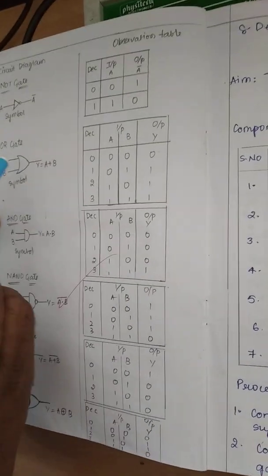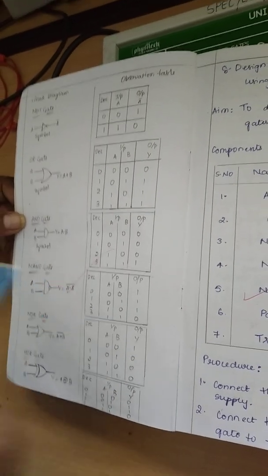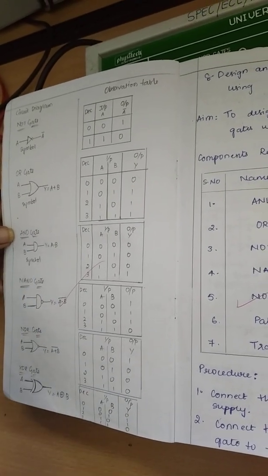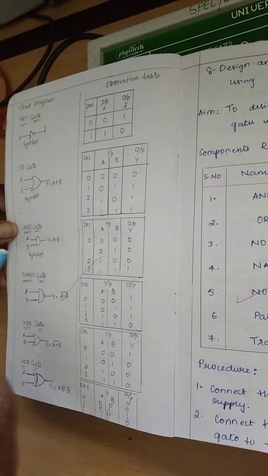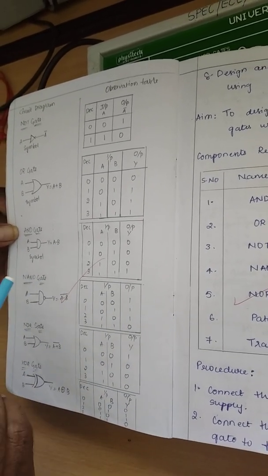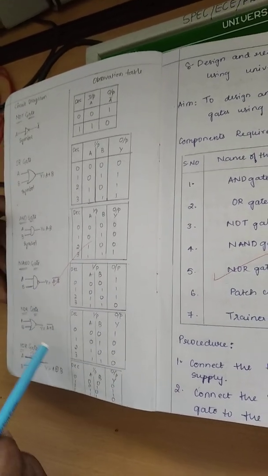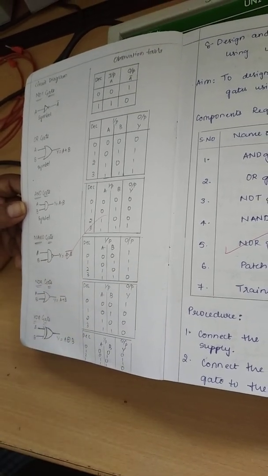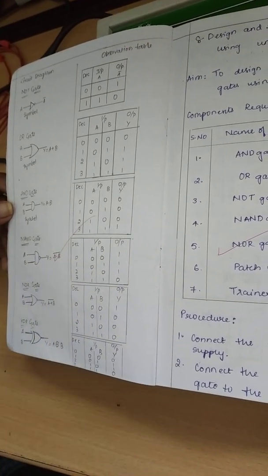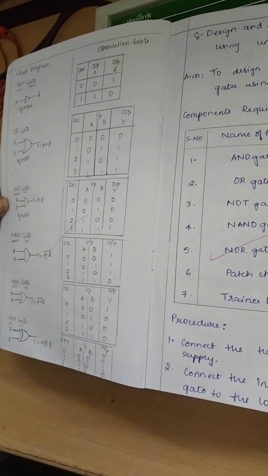So this NOT gate, OR gate, AND gate, these three are basic logic gates. Please remember, if you understand the operation, truth table and logic symbols of these three gates, automatically you can understand the universal gates. So what are the universal gates? NAND gate and NOR gate. These two are universal gates. Using these two gates, you can implement the NOT gate, OR gate, AND gate. So let us see now.